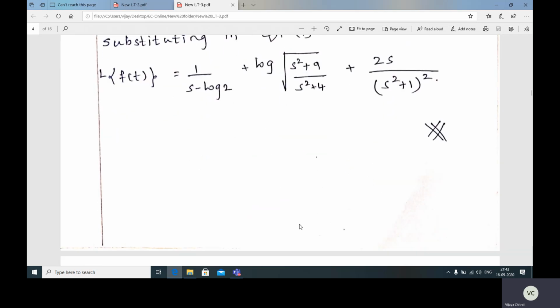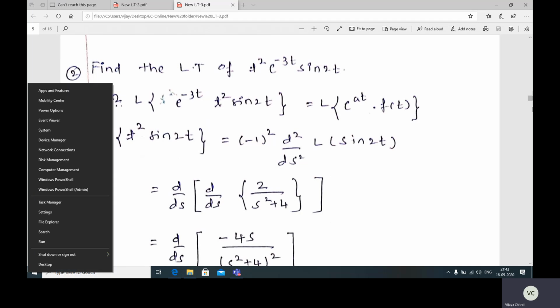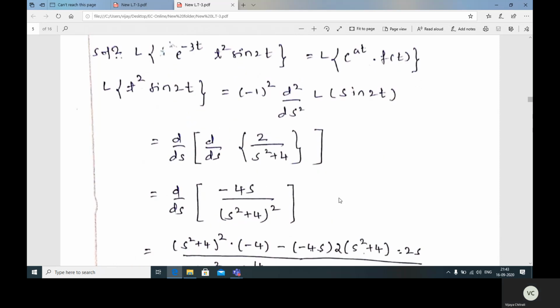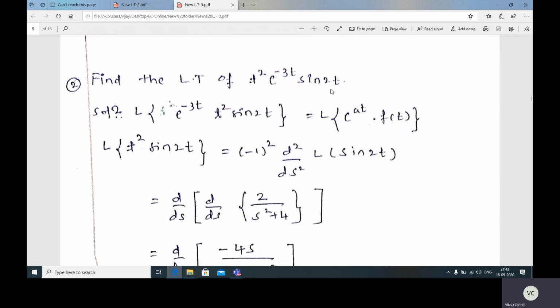Now move on to the second example. Find the Laplace transform of t square e raised to minus 3t sine 2t. So we need to find the Laplace transform of this. So Laplace transform of e raised to minus 3t t square sine 2t, right?